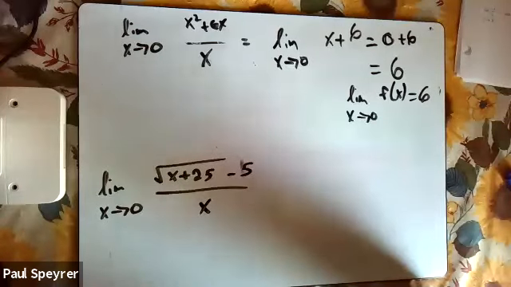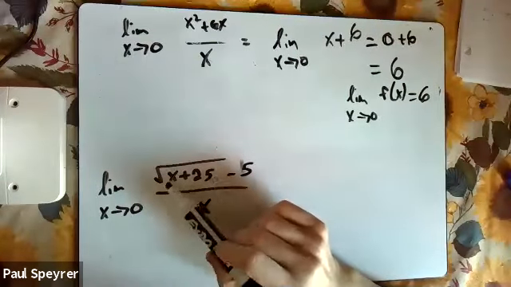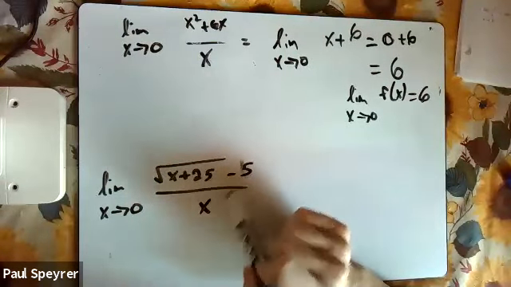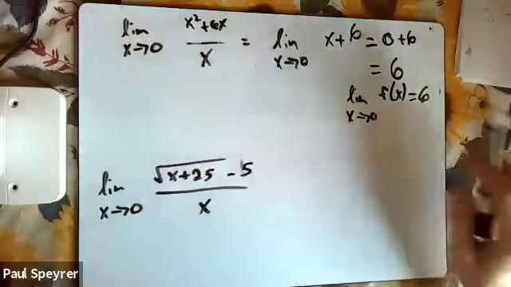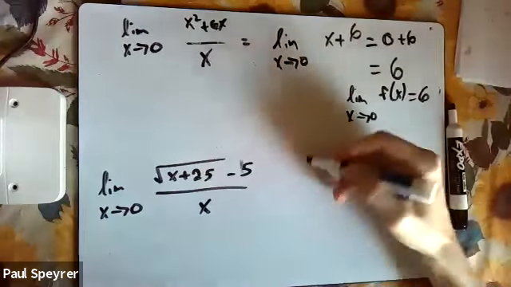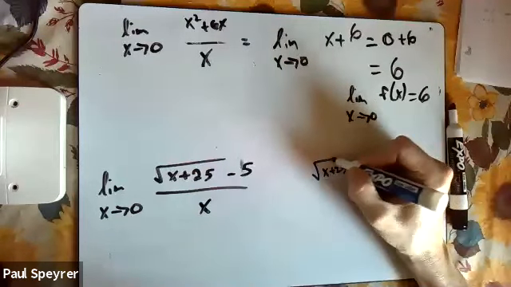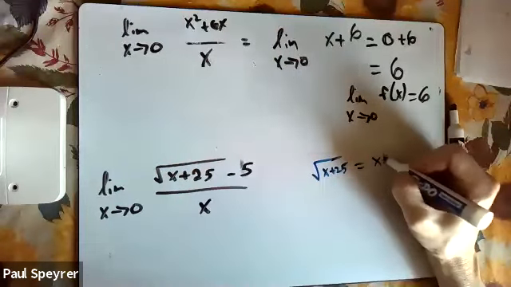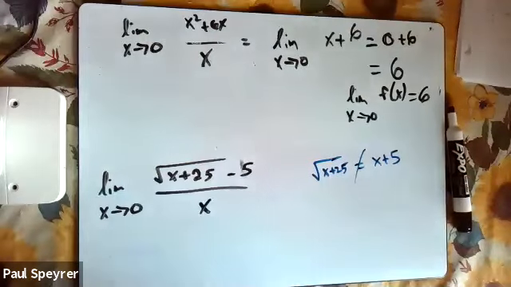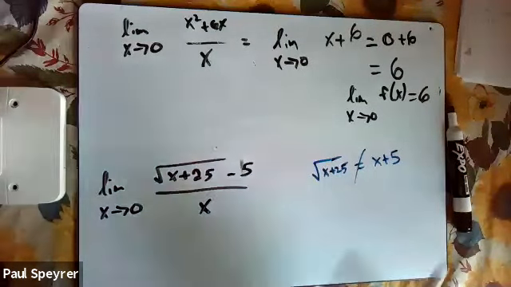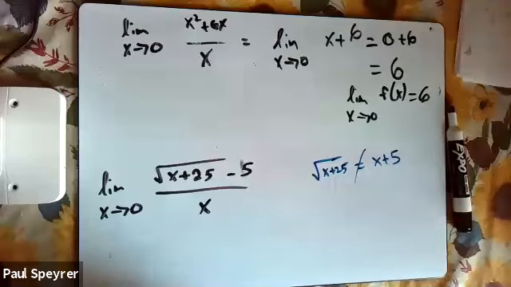So now with this one, we have a root, right? Looks a little more nasty. We have the square root of x plus 25 minus 5 over x. Be very careful. You cannot, and I know people want to do it. I know some people are thinking, oh yeah, x plus 25 under the root, that's equal to x plus 5. No, you cannot do that, right? Lots of people like to do that.